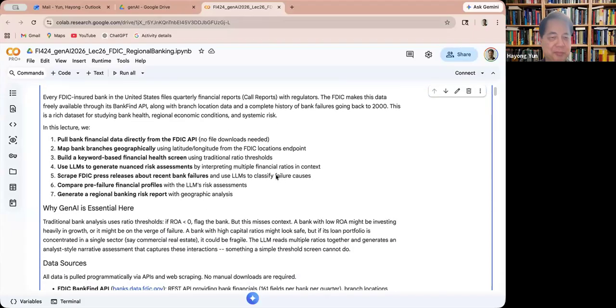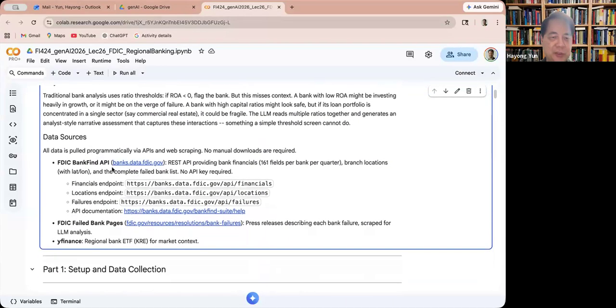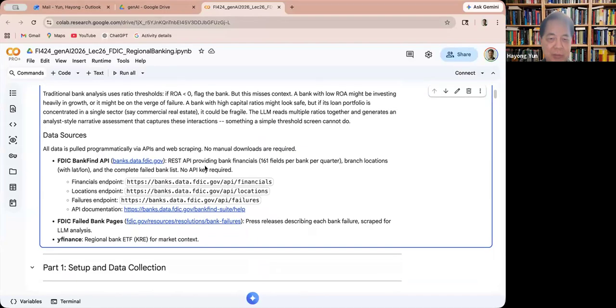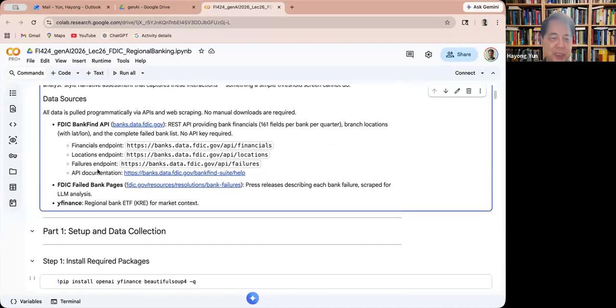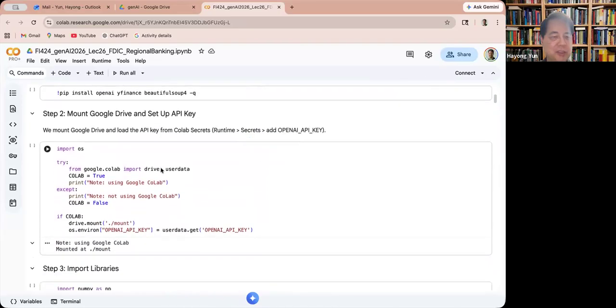Okay. So we basically have the data source, FDIC, the BankFind API, which allows you to basically get that. And then the FDIC failed bank pages also can be used for analysis.